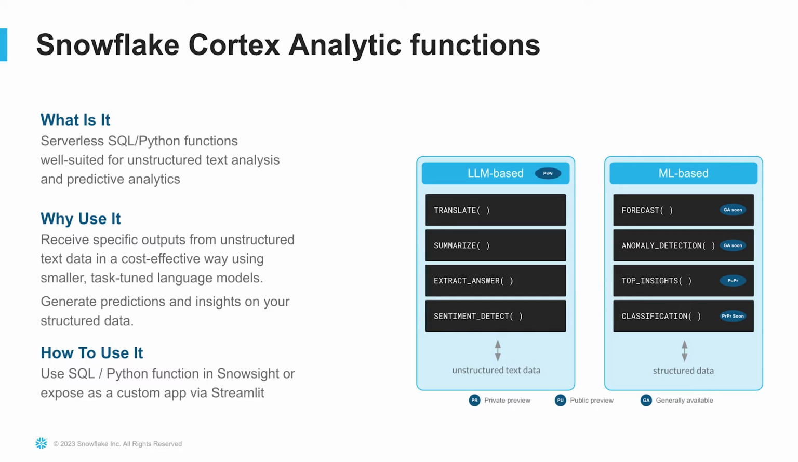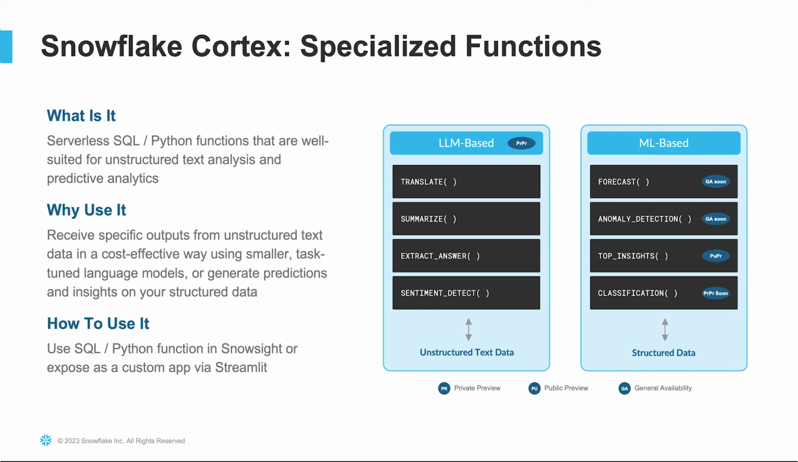Snowflake Cortex analytic functions are serverless SQL Python functions well suited for unstructured text analysis and predictive analytics. We also support structured analysis via our ML-based functions. Use it to receive specific outputs from unstructured text in a cost-effective way using smaller task-tuned language models, or generate prediction and insight on your structured data using our ML-based forecasting models. Use SQL Python functions in Snowsight or expose a custom app via Streamlit.